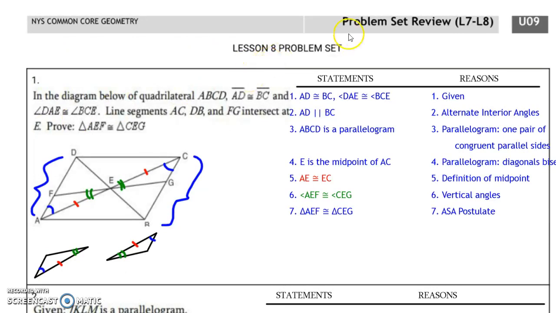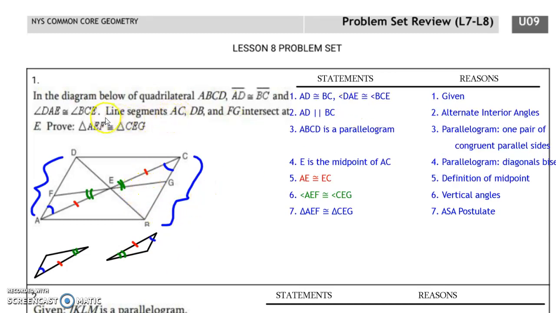All right, taking a look at the Lesson 8 problem set, an easy way to start this proof is to draw the triangles separate from each other. This is triangle AEF, and this is triangle CEG. I know that they're going to be congruent to each other because of 3 different reasons.